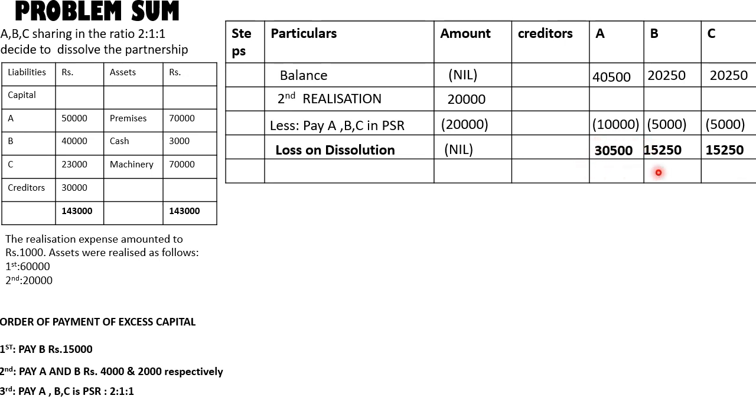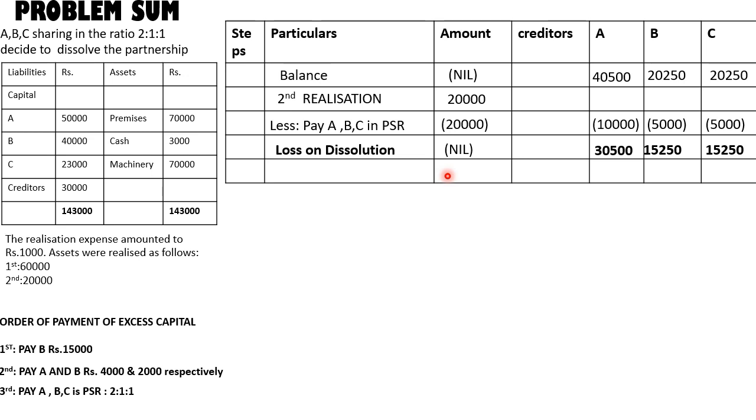Though the amounts are in positive, we still call it a loss since the capital invested by the partners is much more than the amount that they have got by dissolving their firm. So whatever is the final balance, if the balances are in positive, it will be known as loss on dissolution. If the amount comes into negative, it will be profit on dissolution.